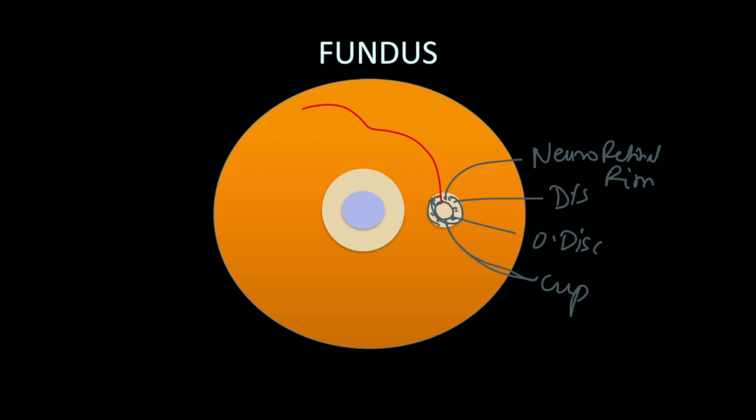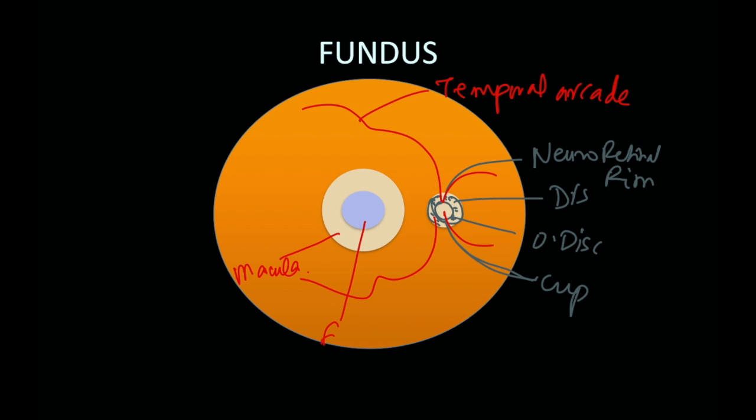And blood vessels are going to arise here. This is called the temporal arcade of blood vessels. So blood vessels arise like this. And here I've drawn the macula. Inside the macula you have the fovea, and inside that you have the foveola, and centrally you have the umbo, right?